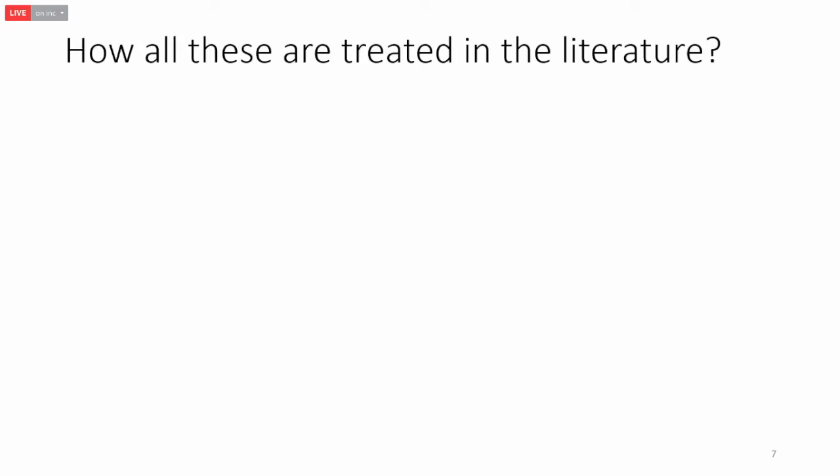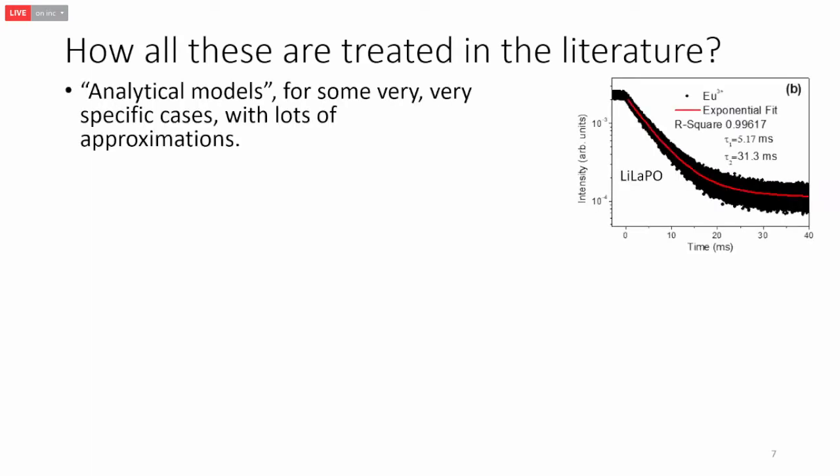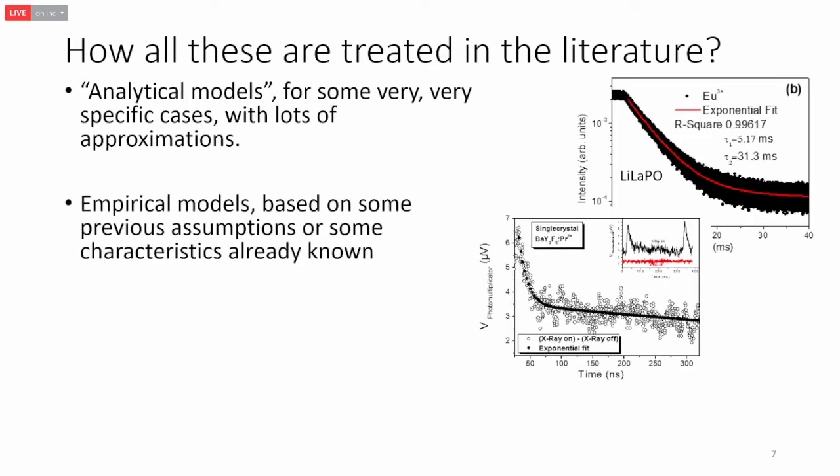And how are these treated in the literature? In the literature, there are some analytical models where we need to do a lot of very, very specific work, and we have to do a lot of approximations. We have some empirical models, and that is very common. I just get one of the signals and say, okay, this looks like an exponential decay, and just fit with as many exponential decays as I want, no matter if there is any physical meaning or not.